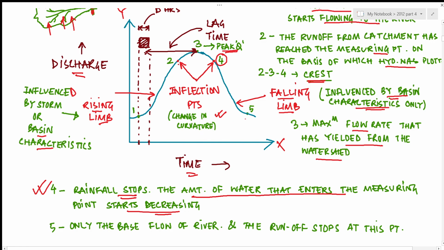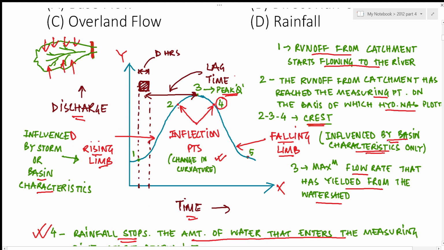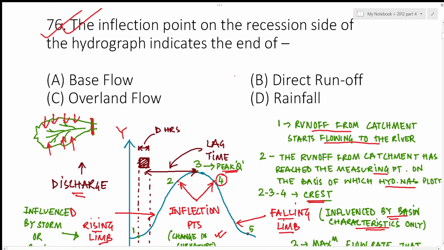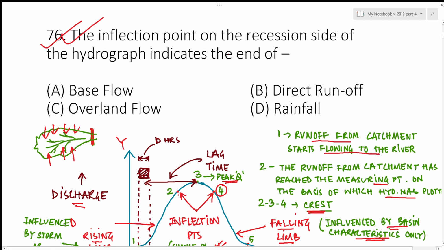And point 5 here indicates that only the base flow of the river remains and the runoff stops at this point. After this point only the base flow of the river would be there and no part of the runoff would be joining the river. So these were the basic characteristics and parts of a hydrograph. The answer for this question is: the inflection point on the recession side of the hydrograph, that is point 4, indicates the end of rainfall. The answer should be rainfall.